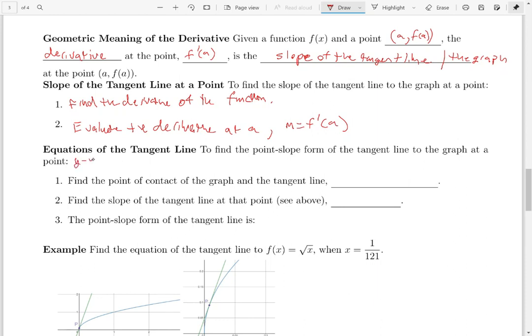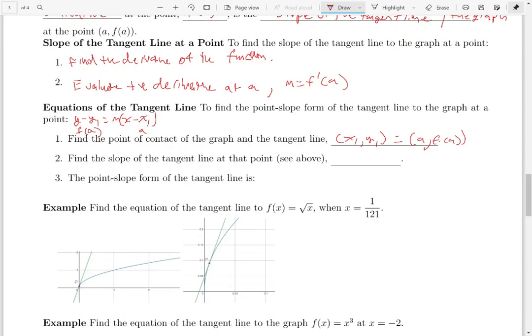That is, if you have y minus y1 is equal to m times x minus x1, you can use this to write this out. Now, specifically, that x1 corresponds to the a in my above notation, and y1 corresponds to f of a, because, once again, this is the same thing as my x1, y1 that we're talking about. And so that point of contact is going to be the x1, y1, which is the exact same thing as that a, f of a point. They're exactly the same. Then we're going to find the slope of the tangent line at the point, like we just talked about. That slope, remember, is the derivative at the point a.